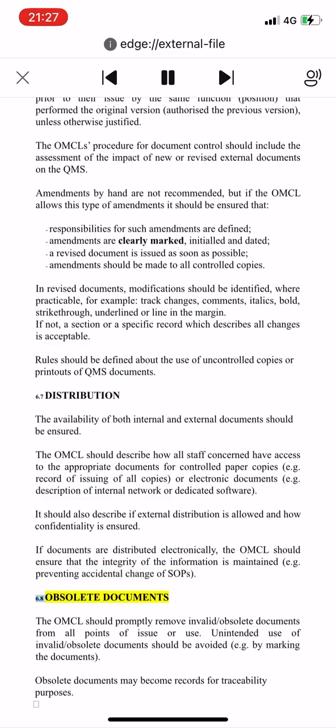6.8 Obsolete documents. The OMCL should promptly remove invalid/obsolete documents from all points of issue or use. Unintended use of invalid/obsolete documents should be avoided, e.g. by marking the documents. Obsolete documents may become records for traceability purposes.